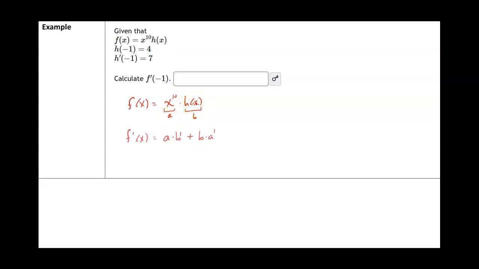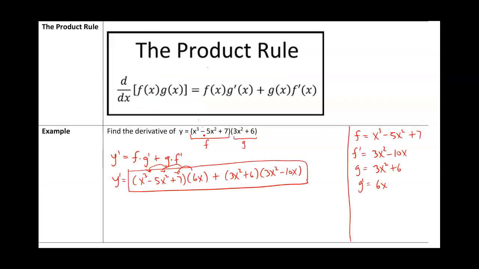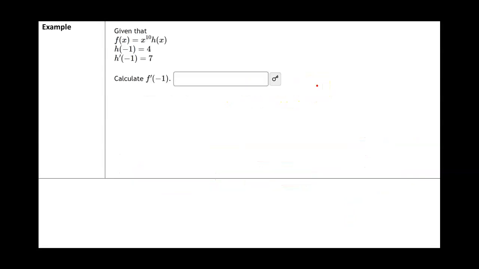The product rule states that if I want to calculate f prime of negative 1, I first have to know what f prime of x is. That's equal to a times b prime plus b times a prime. It's the same formula as f of x times g prime of x plus g of x times f prime of x. Same thing, except I'm using a and b. So we have a times b prime plus b times a prime.